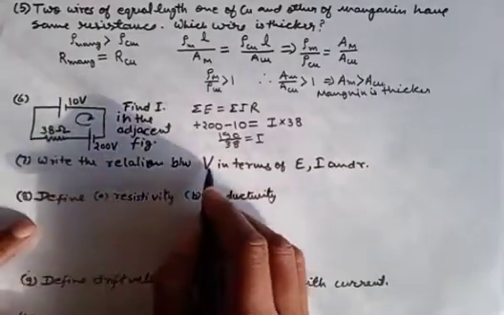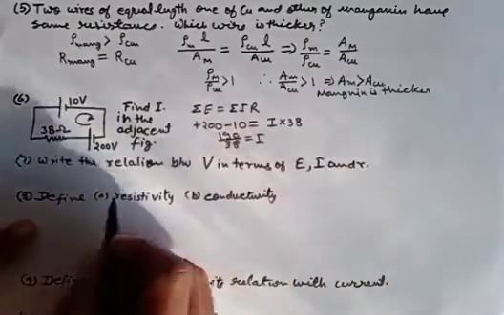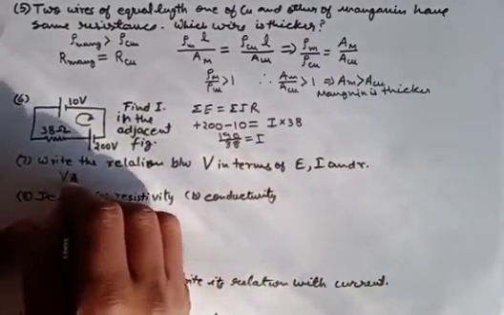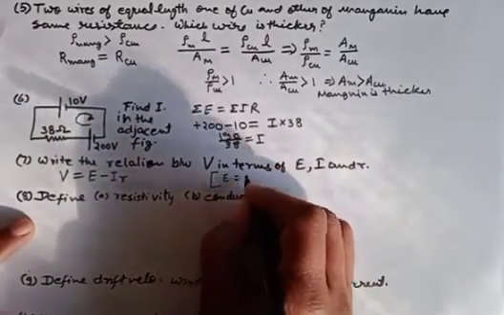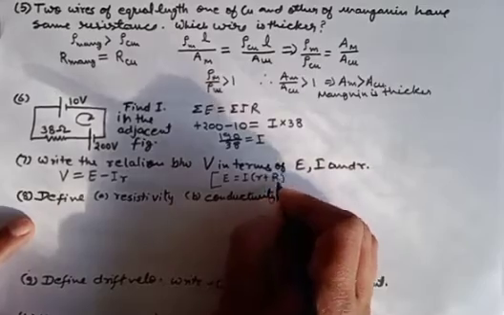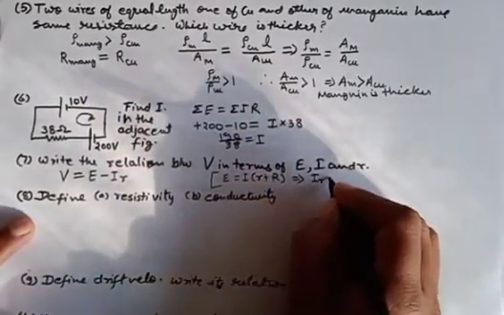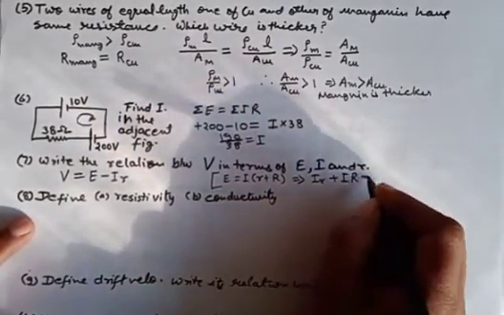Write the relation between V in terms of E, I and R. So here it is V equal to E minus Ir. How come? Actually, we know that E equal to IR plus Ir. And then it will be IR plus Ir, and the second Ir means V.